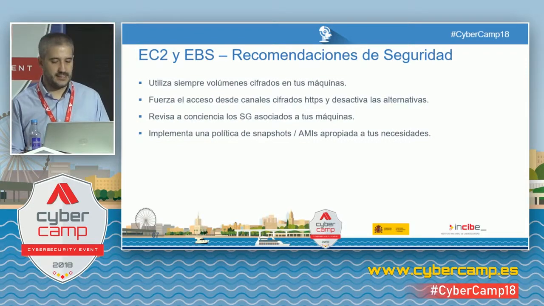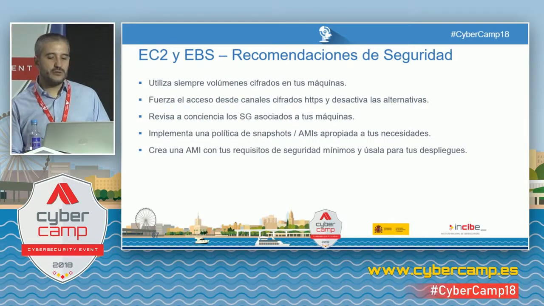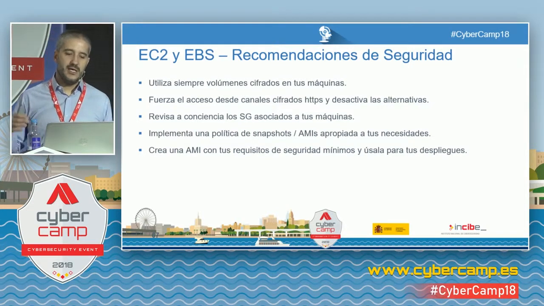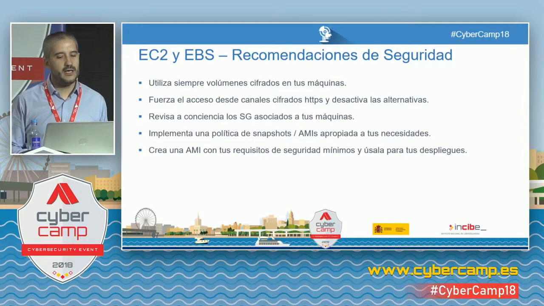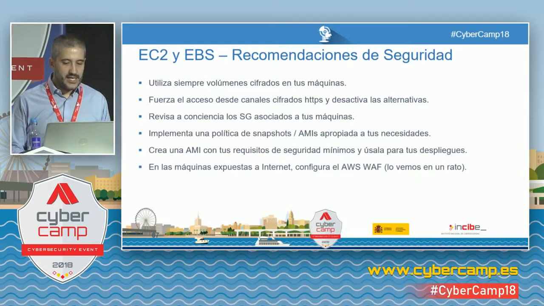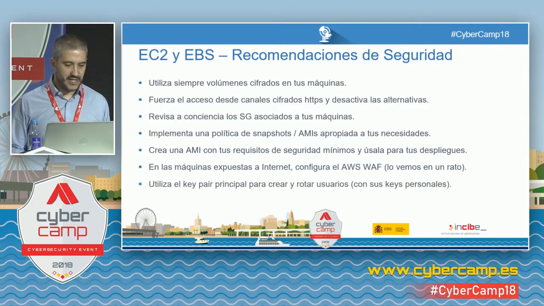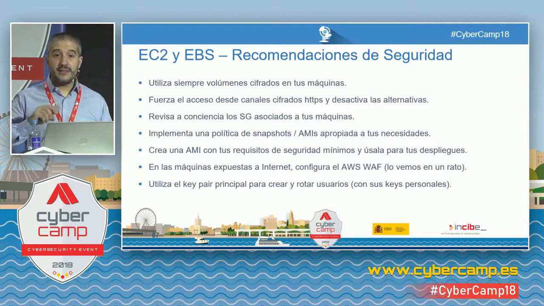Implement a backup copy and AMI, whatever you need. Generate an AMI that's right for you, because very often people set it all up and forget about generating the AMI. Big mistake. For those machines that are on the internet, in public networks, you should always configure the WAF firewall with different applications that Amazon provides, and it's quite interesting.